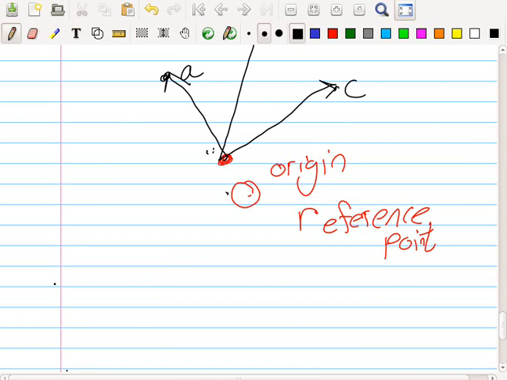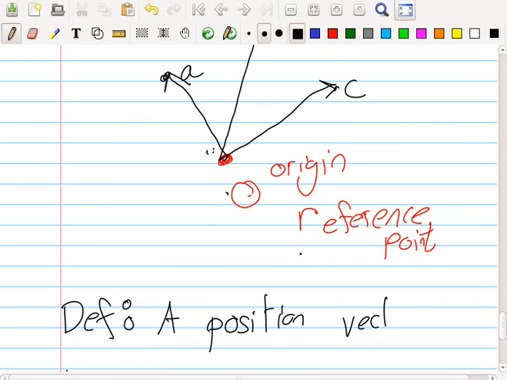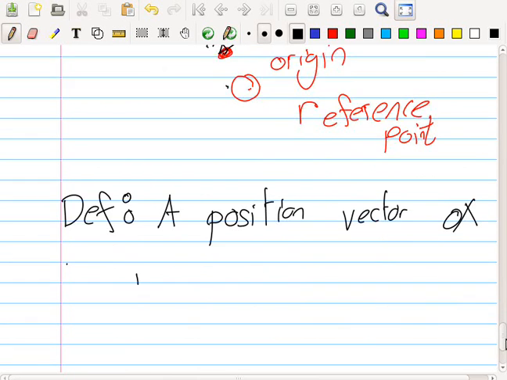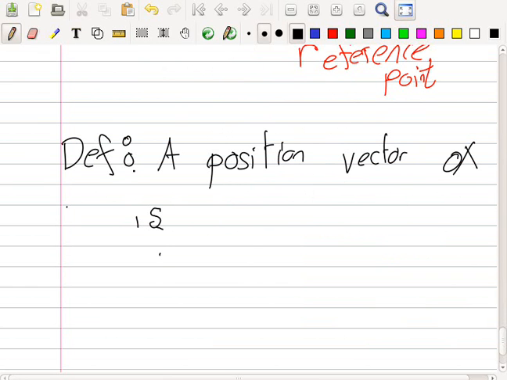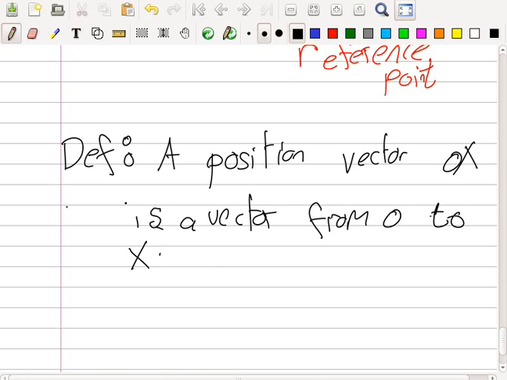Okay? So definition. A position vector OX, let me go down a bit, is a vector from O to X, always. Is X capital? Yeah, capital here, but it's not so important. So in other words, a position vector is any vector that always starts at the origin. And these are actually quite useful.